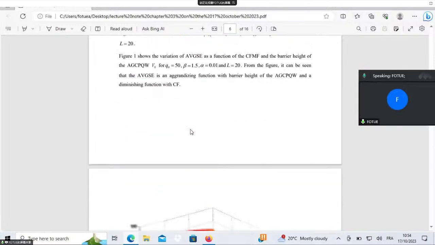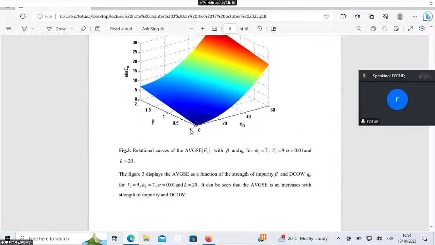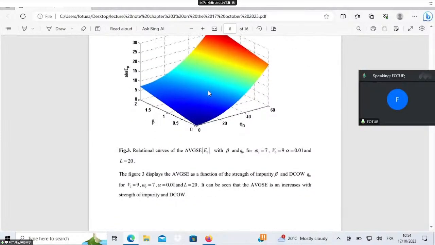But on the contrary, in this region we reach the maximum value of the ground state energy. Still, this absolute value of the energy was plotted for the range L equal to 20, and the cyclotron frequency equal to 7.